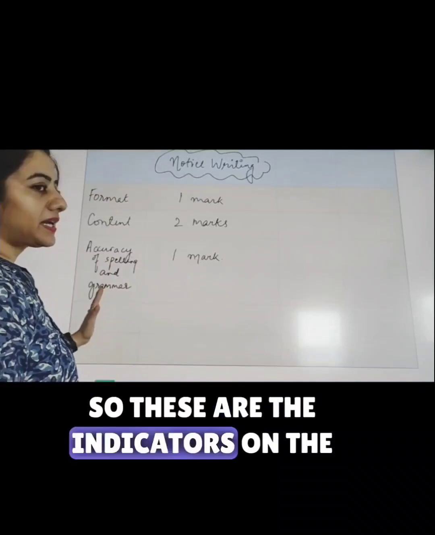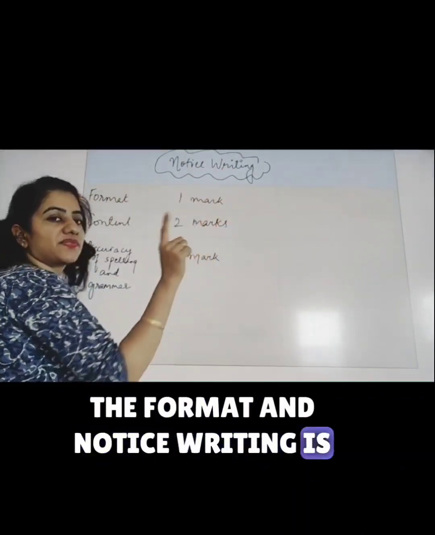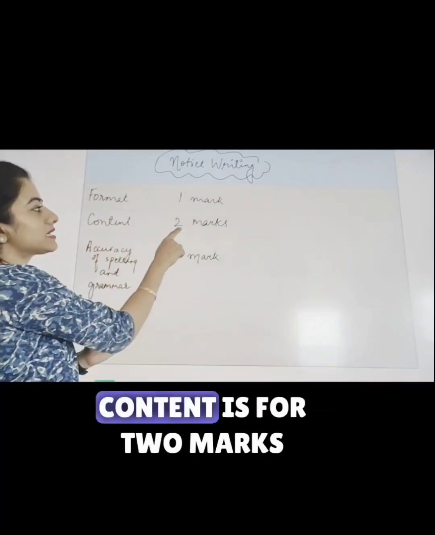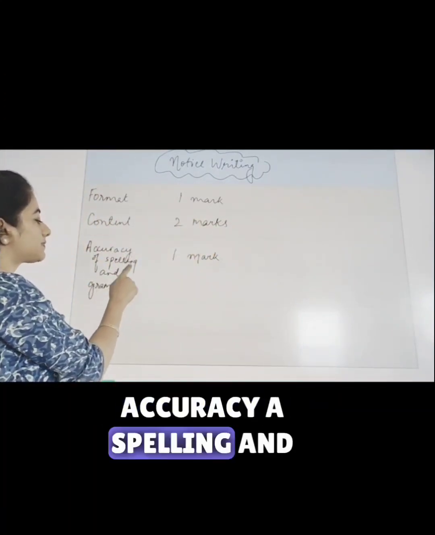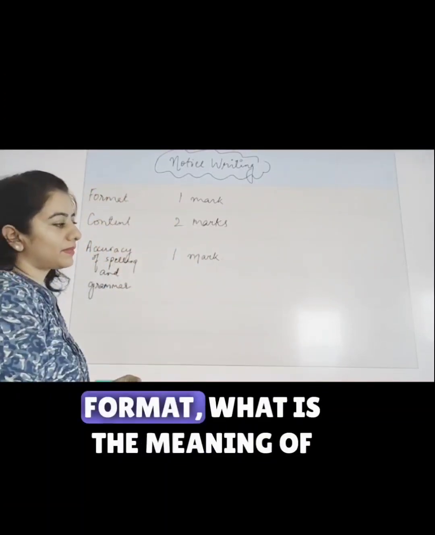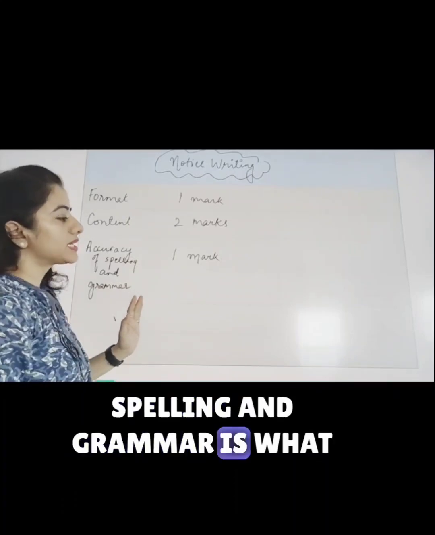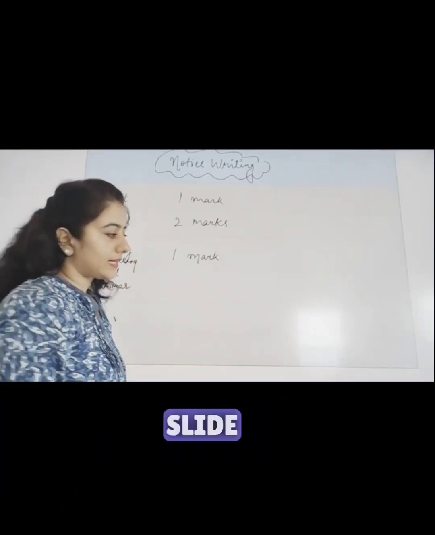So these are the indicators on the basis of which you're going to get marks. The format in notice writing is for 1 mark. Content is for 2 marks. Accuracy of spelling and grammar is for 1 mark. Now what is the meaning of format, what is the meaning of content, and accuracy of spelling and grammar is what we are going to see in the next slide.